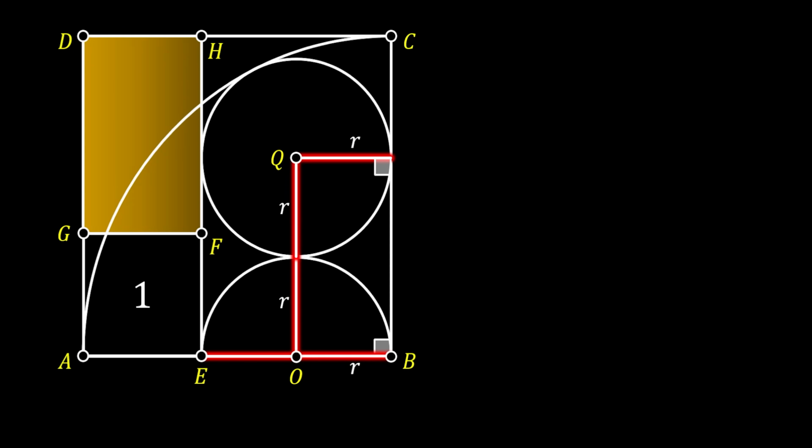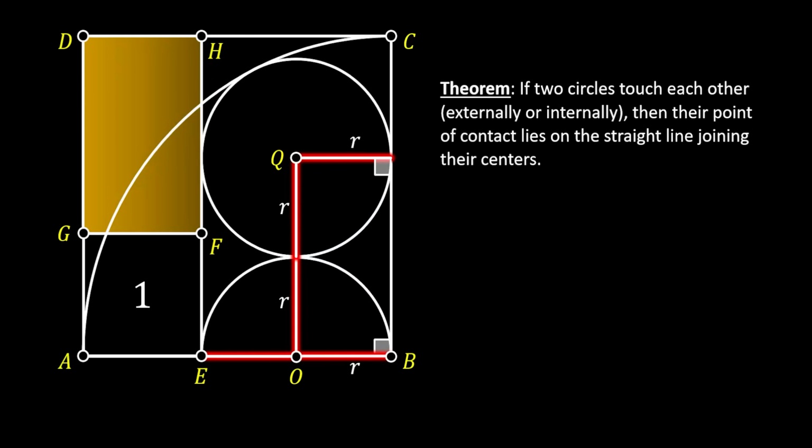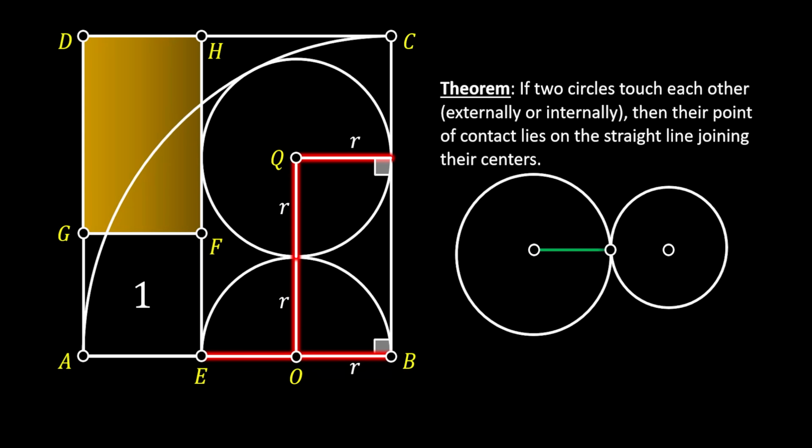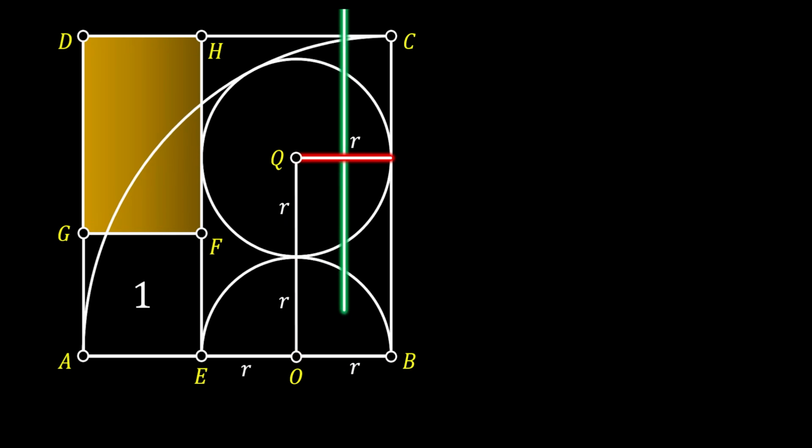And if you're still not convinced, you can use one really interesting circular theorem to prove this, which states that if two circles touch each other externally or internally, then their point of contact lies on a straight line joining their centers. And as you can see, this is exactly our case here. Next, we will label the side BC of our square as capital R. And you can notice that this side is also the radius of our quarter circle.